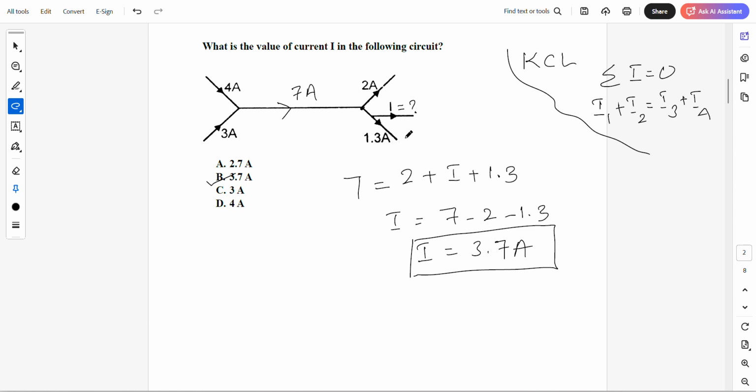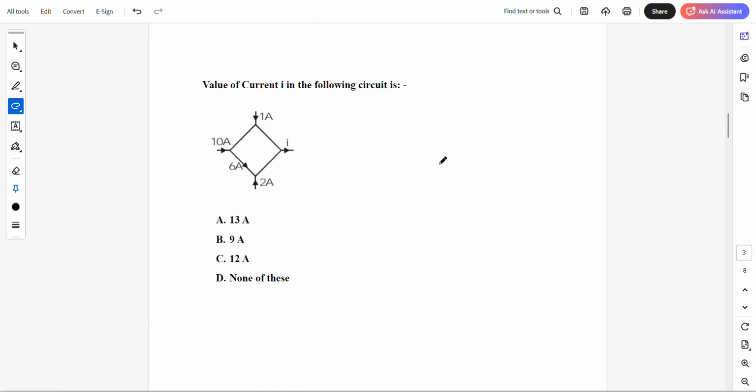I is equal to 3.7. Add it: 2 plus 3.7 plus 1.3 is nothing but how much? We are going to get 7 again. Sum of incoming is equal to sum of outgoing currents. Now let us go to the next problem.